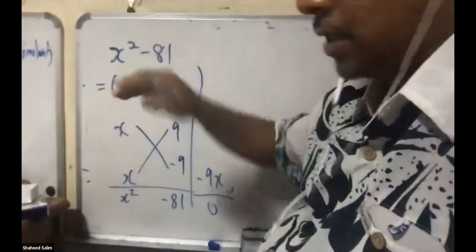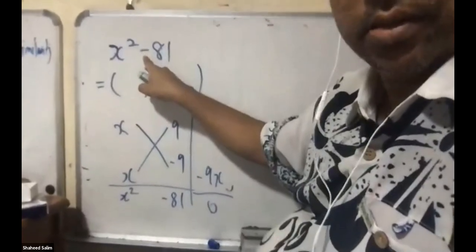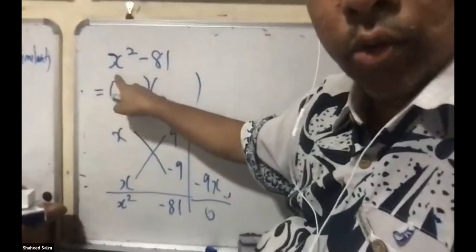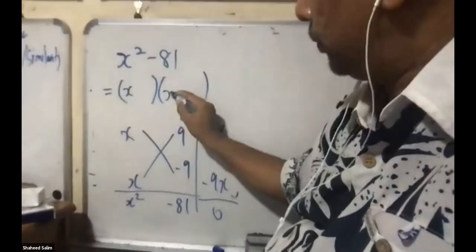Take note, this is plus, cannot be done. This method, make sure it's minus. Number 2, is this a square? Can it be square rooted? What is the square root of x squared? Square root is x. Good, write it here.